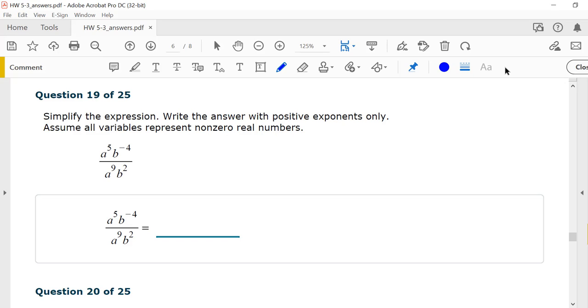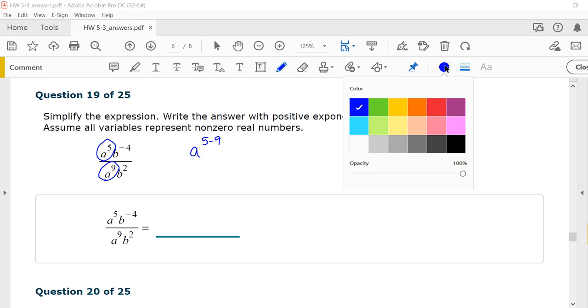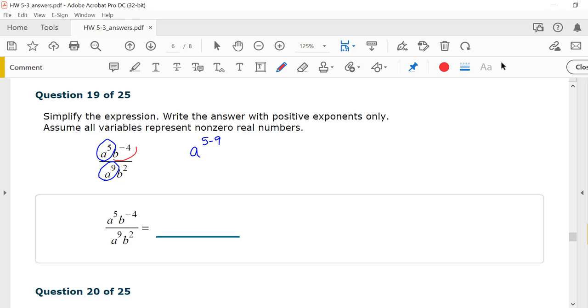All right, let's see. I'm dealing with a's first. a to the 5th over a to the 9th would be a to the 5 minus 9. b to the negative 4 over b to the 2 is b to the negative 4 minus 2. So I would get a to the negative 4, b to the negative 6, which is 1 over a to the 4, b to the 6.